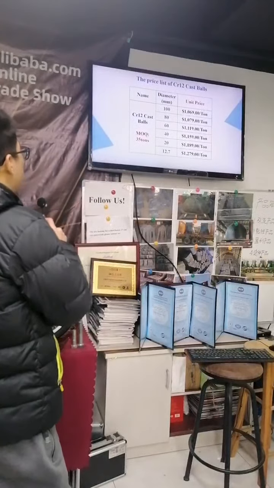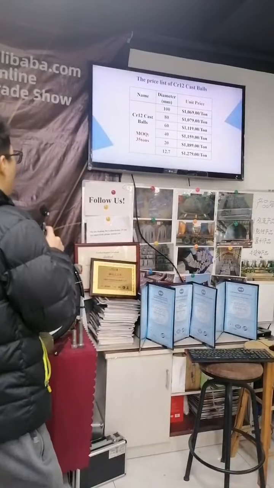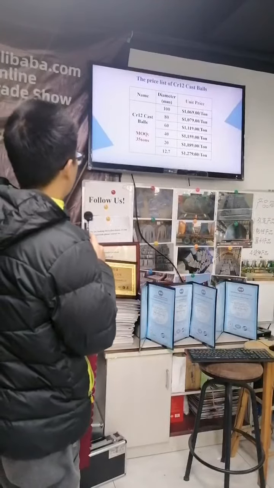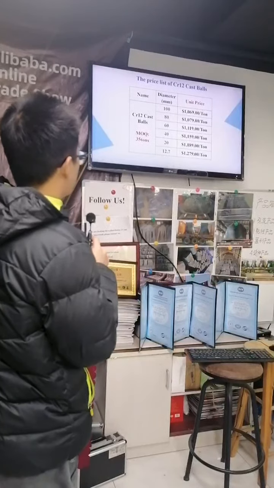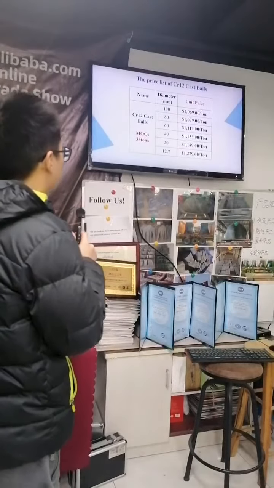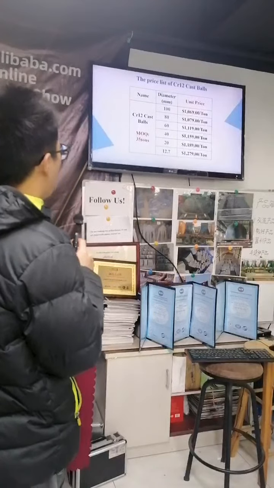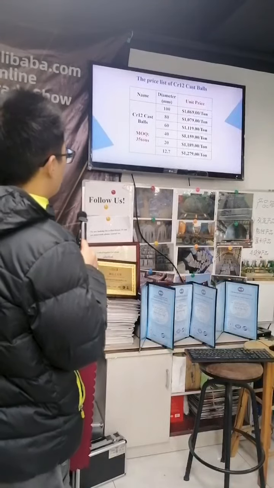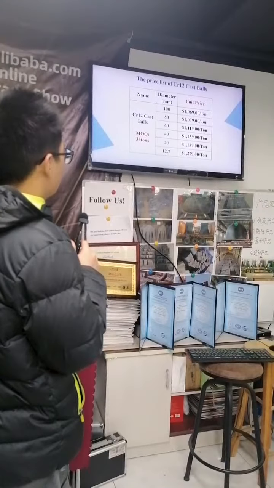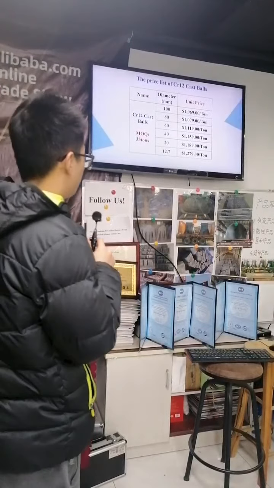This is the price list of CR12 grinding balls. Its diameter can be 180, 60, 40, 20, 12.7 millimeters. And its price ranges from 1,169 US dollars per ton to 1,279 US dollars per ton.